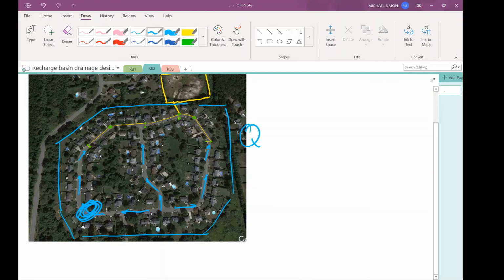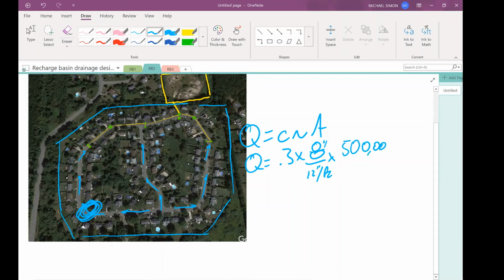You would have Q is equal to CIA. Q is going to equal a runoff coefficient, usually about 30% for a subdivision, times an intensity of somewhere between 5 and 8. I'll just show 8 as an example. 8 inches over 12 inches per foot times the area of that property. I have no idea how big this is, but let's just say it might be like 500,000 square feet. Something really large, maybe a little bit more than that. That would give you a big number, whatever that would be. And that's what this basin's got to hold.